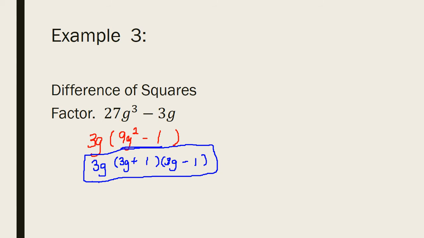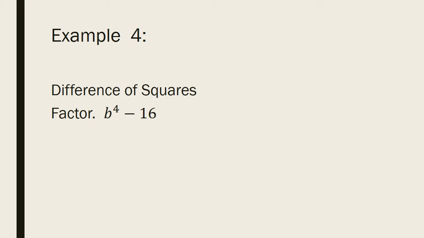Okay, let's look at another example. Example 4. We've got b to the 4th minus 16. Those are both perfect squares, and they're separated by a minus sign. So that means we can do difference of two squares. Two sets of parentheses. Take the square root of b to the fourth. Remember, all you do to take the square root is take that exponent and divide by 2. So that gives us b squared.